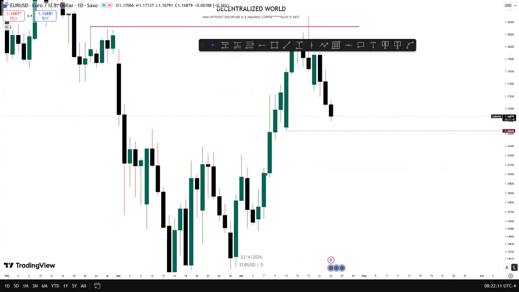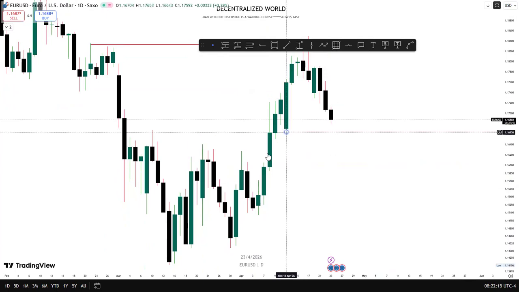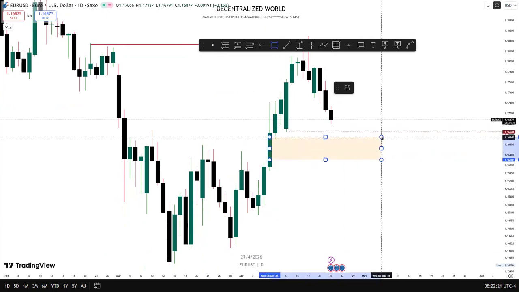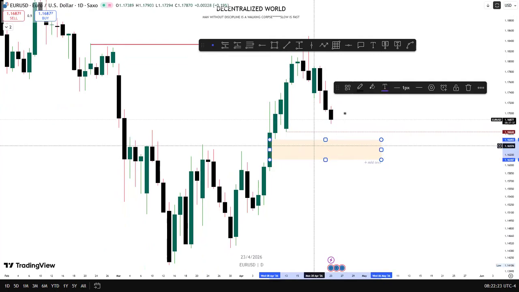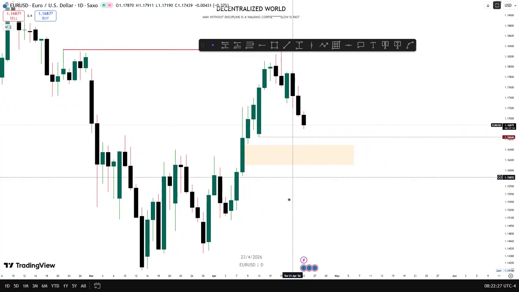So if I am to trade to this point, I'm going to be targeting the internal range liquidity. These are the internal range liquidities right here. Another point is this point that price is likely to trade to, that kind of a thing.